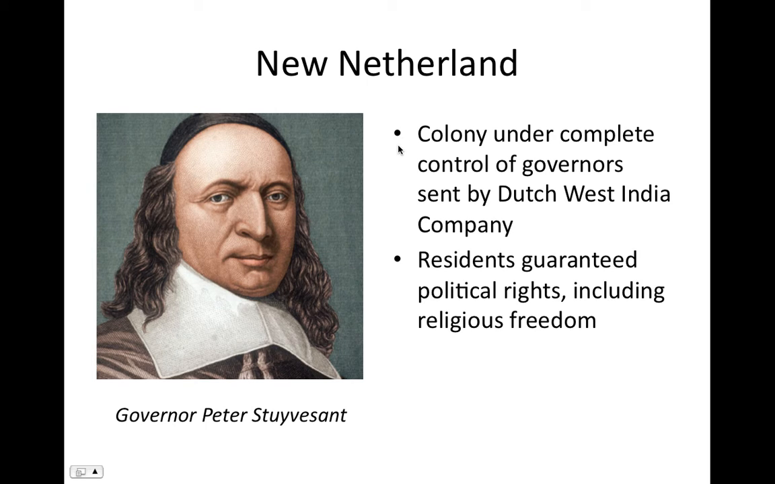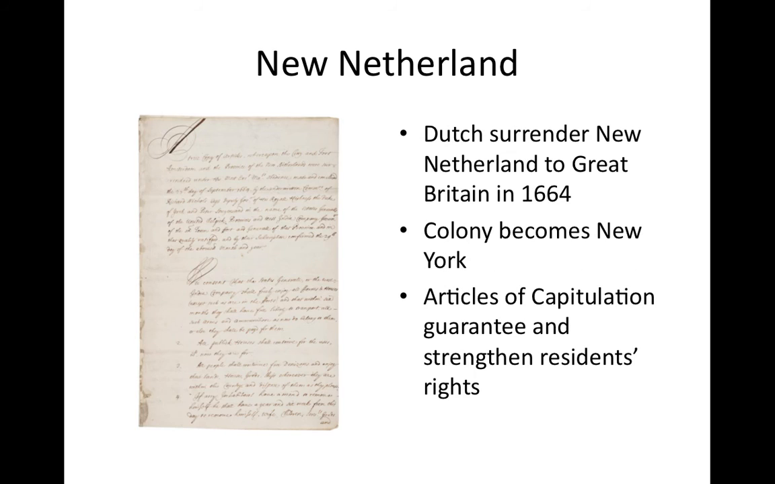Aside from that, the political situation in New Netherland was that it was under the complete control of governors who were appointed by the Dutch West India Company. So the company was the one that ran the government, was the government of the colony, and their representative was the governor who called all the shots. Finally, New Netherland was not to be after 1664.